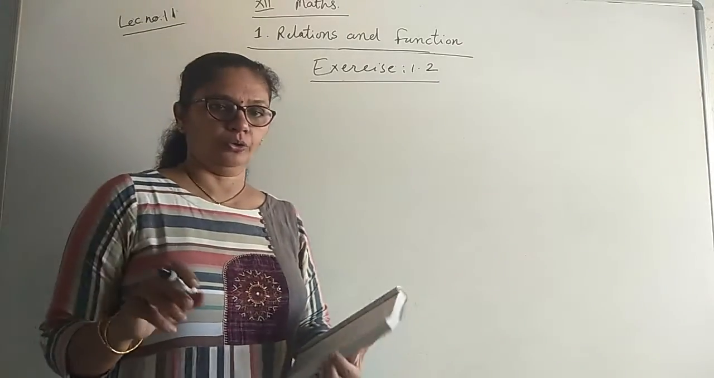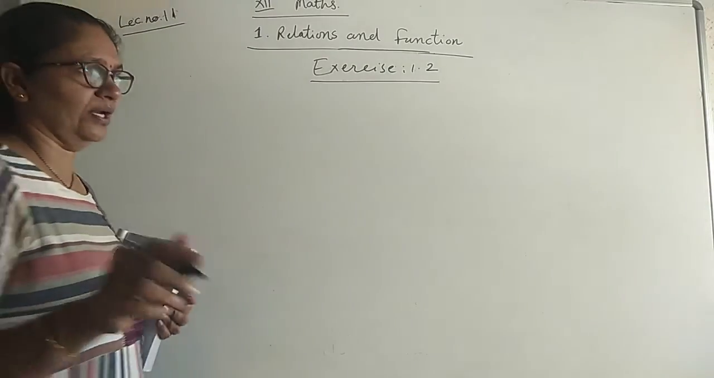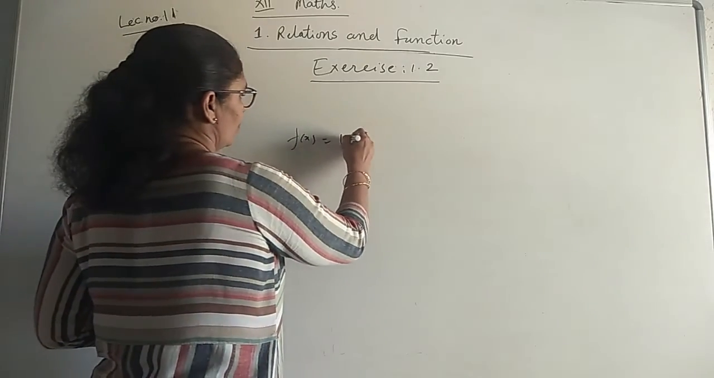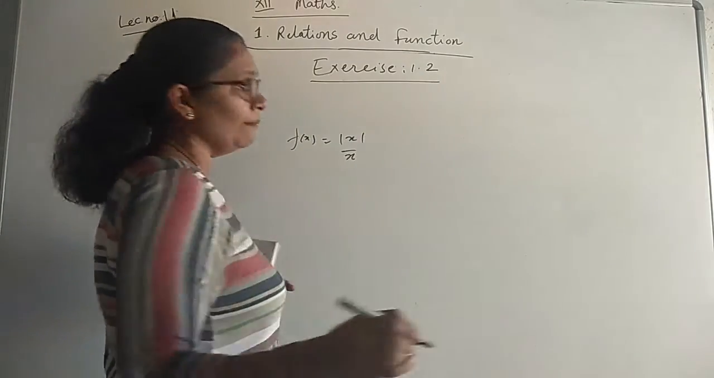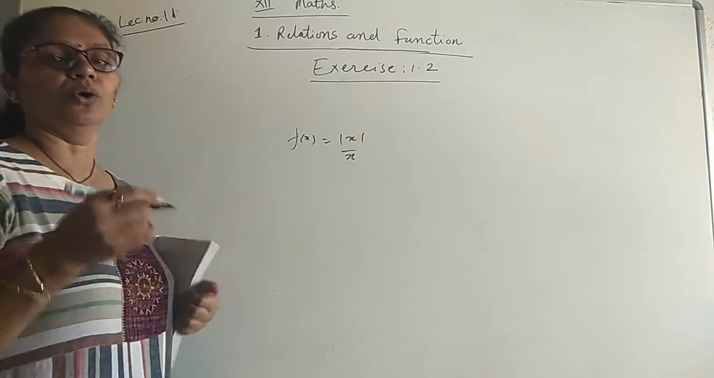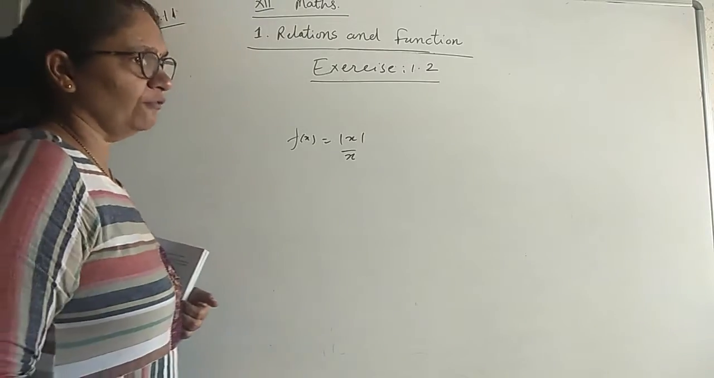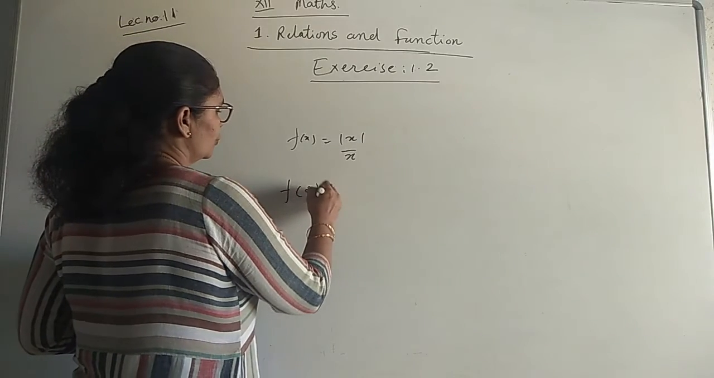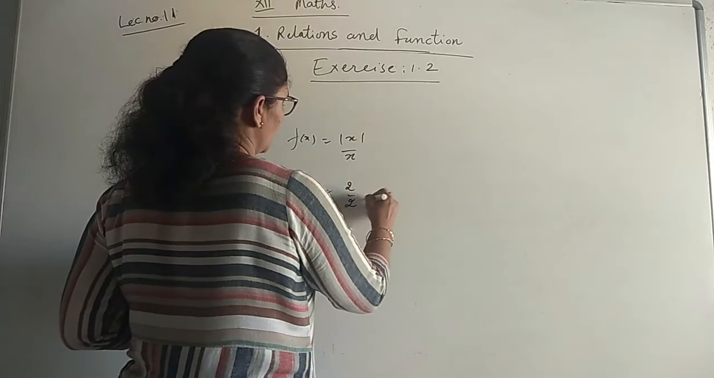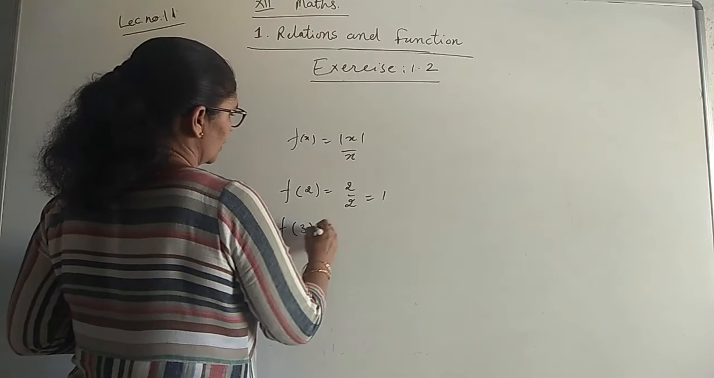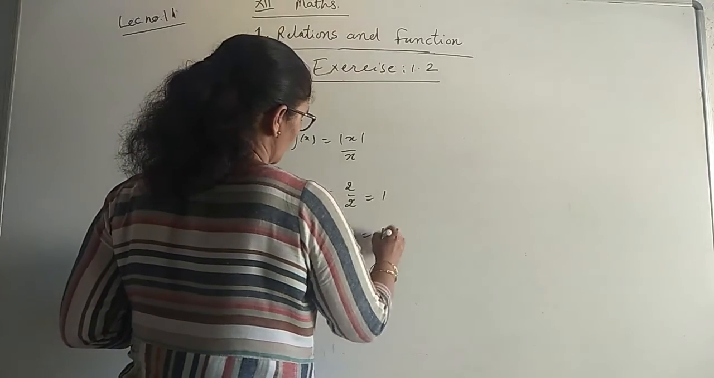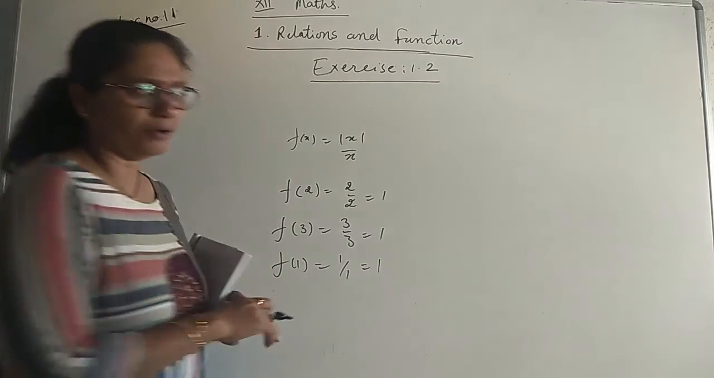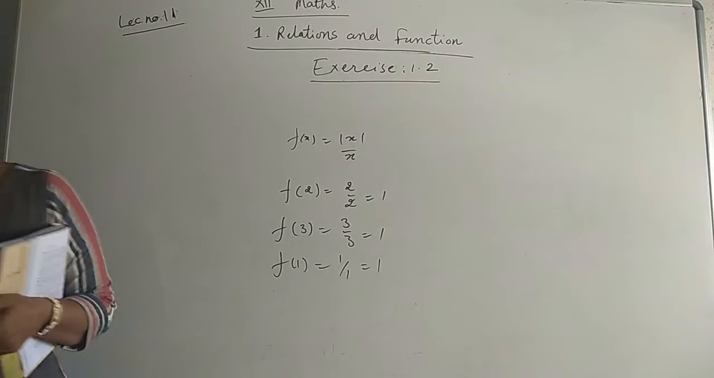Neither 1-1 nor onto. From the first look only you can understand that if we consider this signum function, mod x upon x, any number you consider, x equal to 1 or 2 or 3, you get one answer only. Suppose I consider 2, then 2 upon 2 will be 1. If I consider 3, then 3 upon 3 is also 1. If I consider 1, then 1 upon 1 is also 1. So for many inputs I get the same answer.